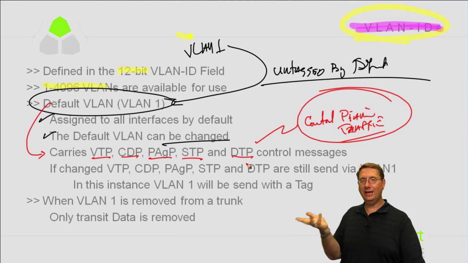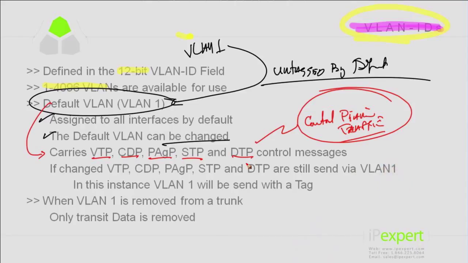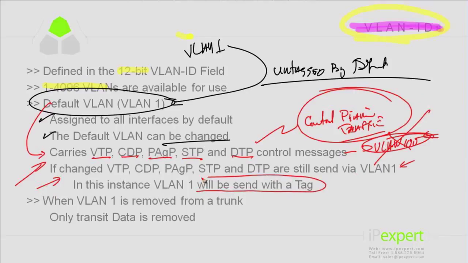Now, by default, VLAN 1 is going to be untagged because it's going to be our native VLAN. But what happens if we change that? What if we go through and say, VLAN 1 is not going to be my native VLAN. My new native VLAN is going to be VLAN 100. Well, what you need to understand is that VLAN 100 will not carry these control plane mechanisms. They're still going to be carried in VLAN 1. However, by virtue of the fact that VLAN 1 is no longer the native VLAN, that means that all that traffic will be sent with a tag.